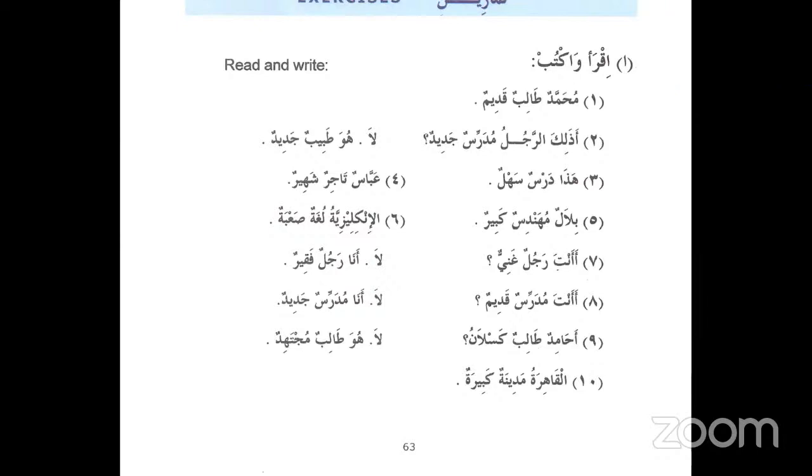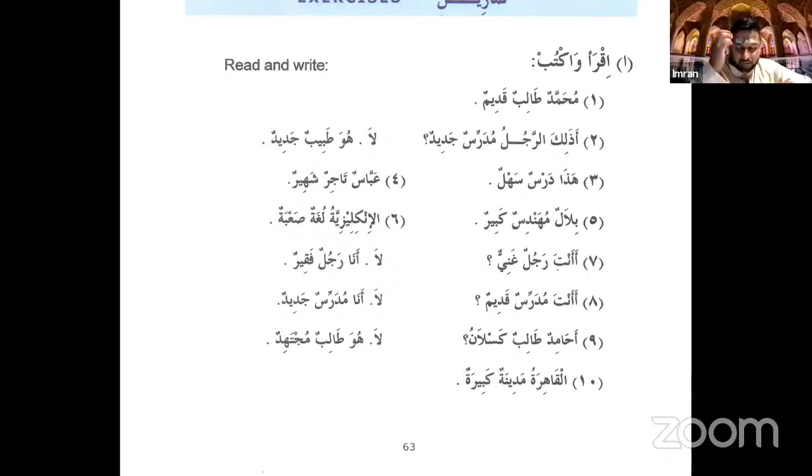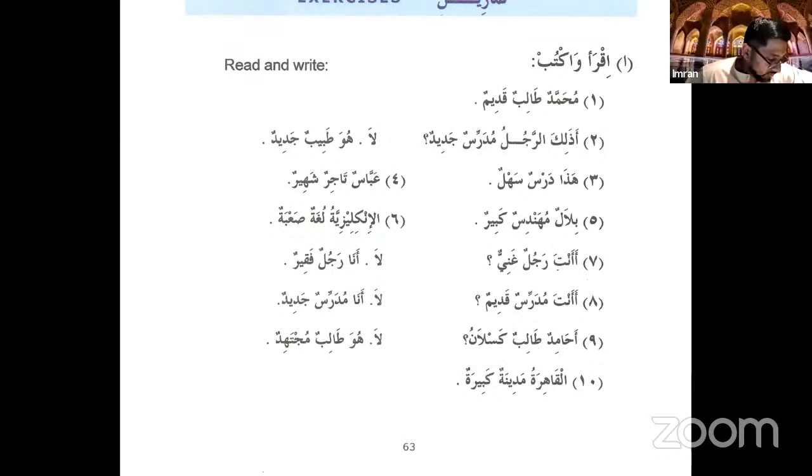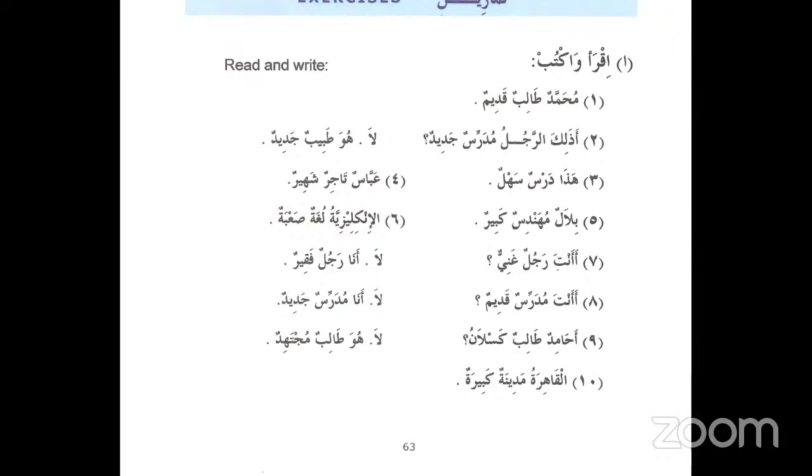Correct. And Abbas, okay. Abbasun tajirun shahirun. Shahirun, Abbas. Musallas. Shahirun, what? Intelligent, mashhur. Famous. Okay. Abbasun tajirun shahirun. Abbas is a famous merchant. Excellent. Jazakallah. Can you choose the next student to come on the mic?